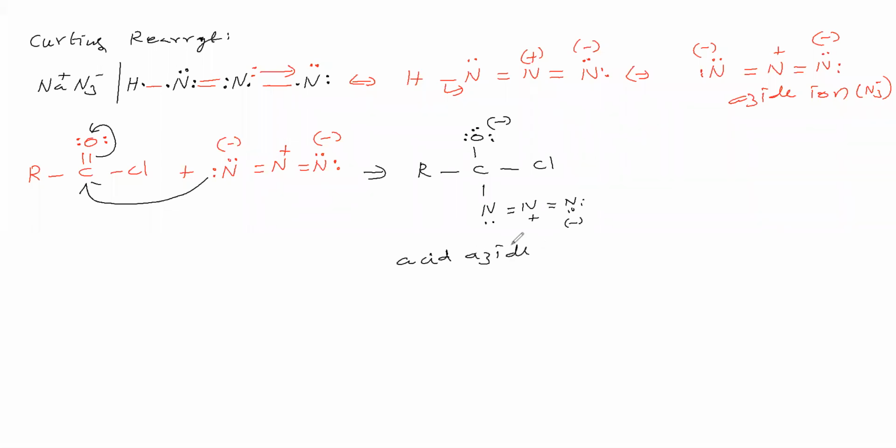Chloride is also there, therefore we have to remove Cl minus. Now this lone pair becomes a pi bond, and Cl minus is leaving. So we will get RCON3. It is called acid azide.